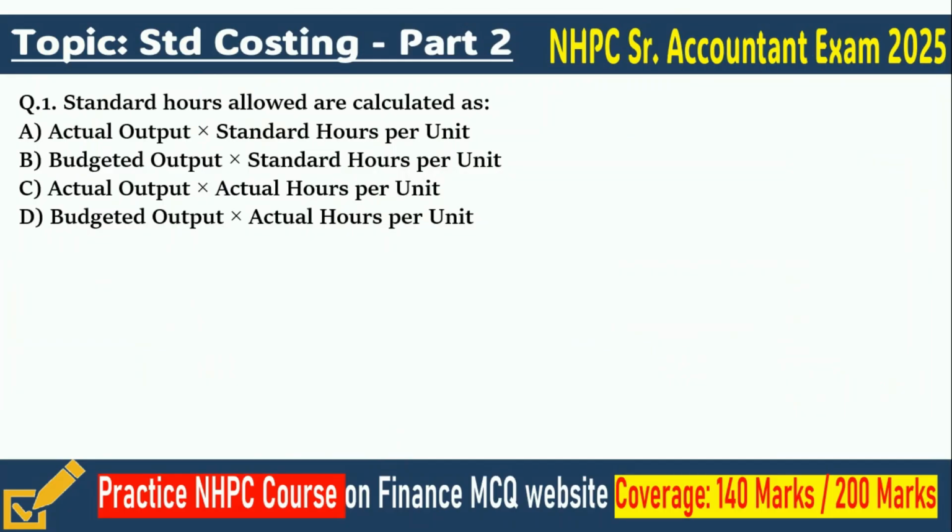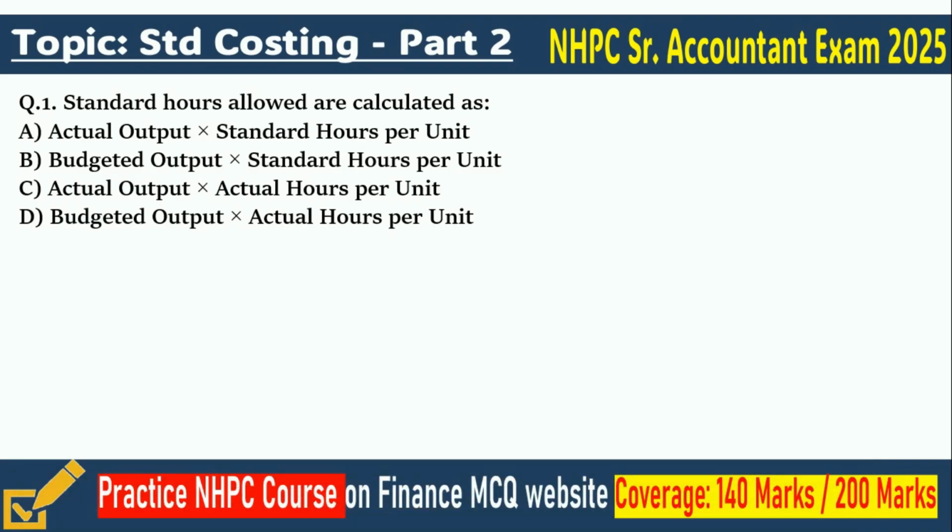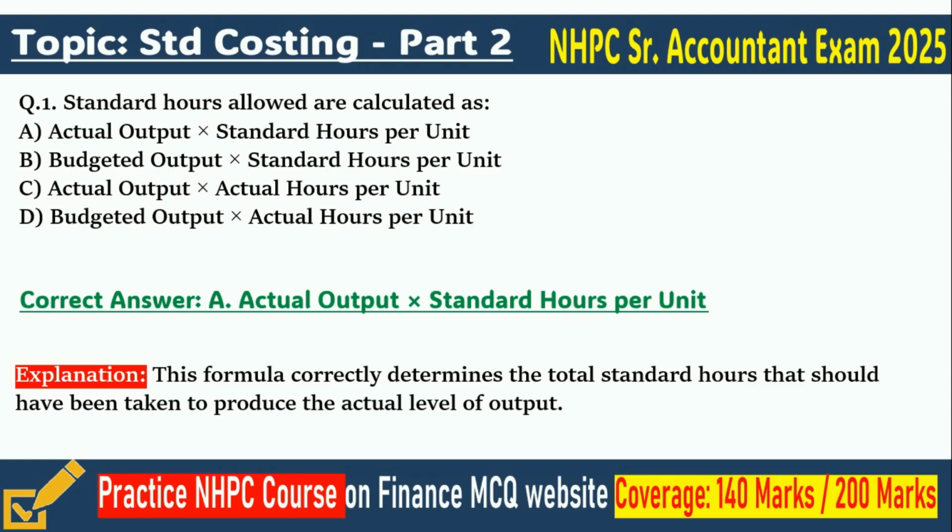Friends, the first question is, standard hours allowed are calculated as option A, actual output into standard hours per unit, option B, budgeted output into standard hours per unit, option C, actual output into actual hours per unit, option D, budgeted output into actual hours per unit. So friends, what should be the correct answer here? Friends, the correct answer is option A, actual output into standard hours per unit. So friends, this formula correctly determines the total standard hours that should have been taken to produce the actual level of output. Friends, next question.